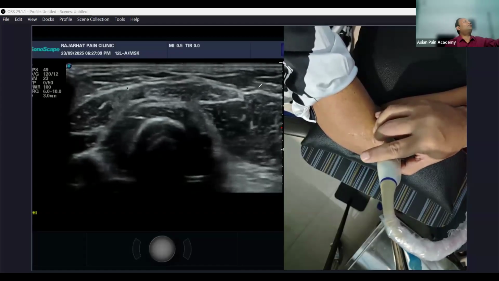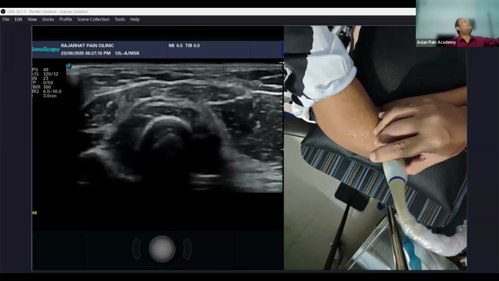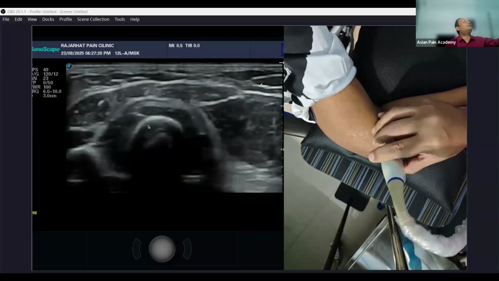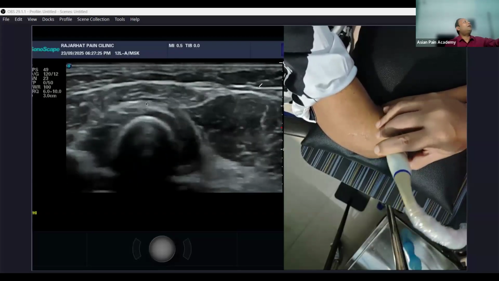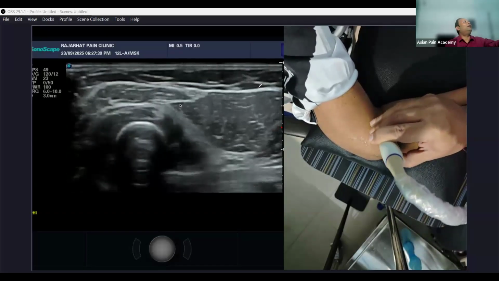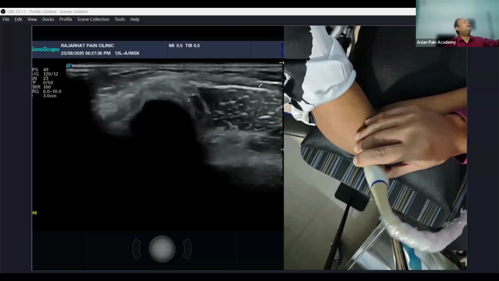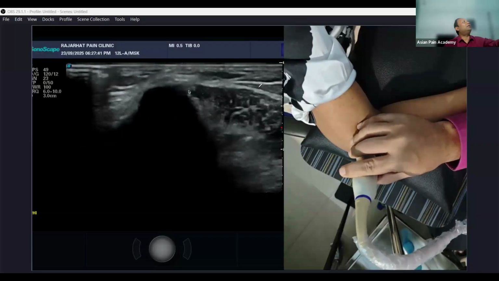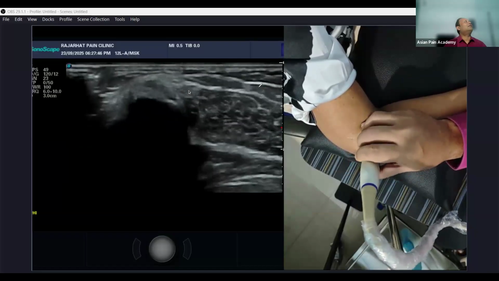This is extensor digitorum. After that, a small muscle comes. This is digiti minimi and this is carpi ulnaris. And this muscle is the second layer, which is coming above the head of radius. This is the supinator muscle. So these are the muscles. Now, again from short axis, focus on the ECRB tendon, this scorpion tail. This is the area where it is going to make the common extensor tendon.